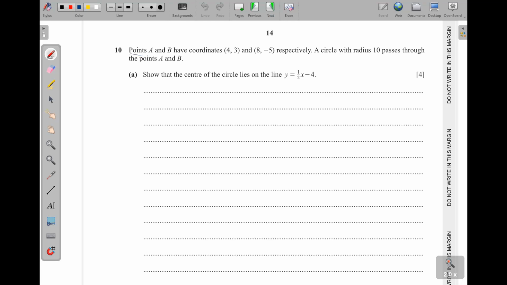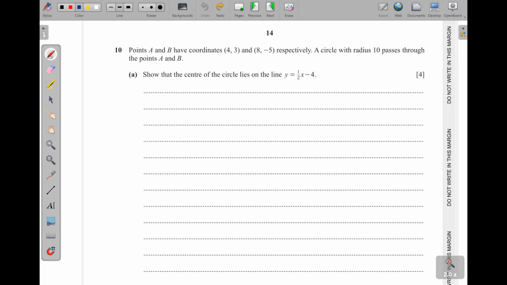Number 10. Points A and B have coordinates (4, 3) and (8, -5) respectively. A circle with radius 10 passes through the points A and B. Part A: show that the center of the circle lies on the line y = (1/2)x - 4.